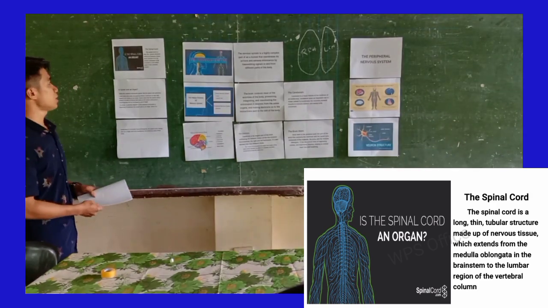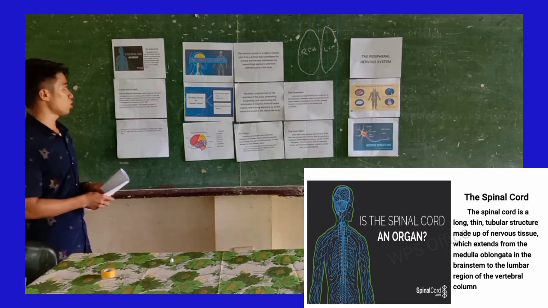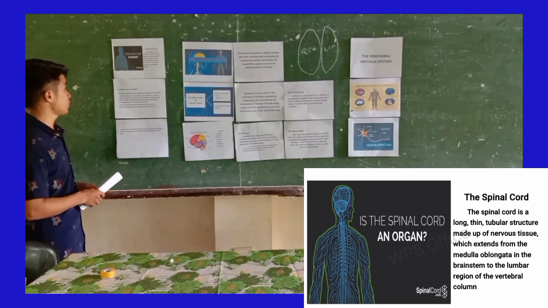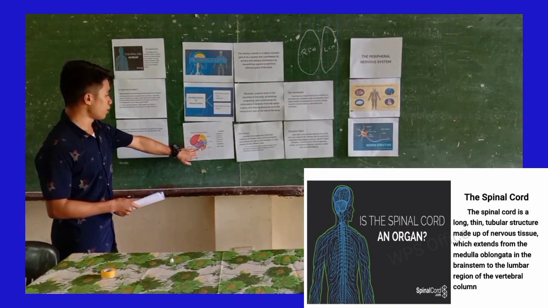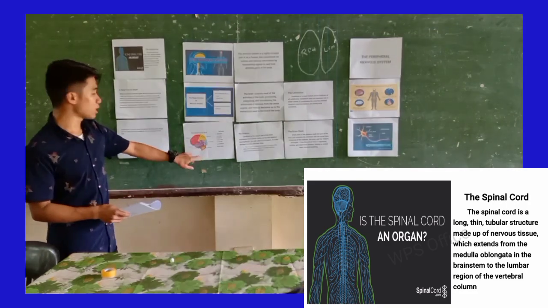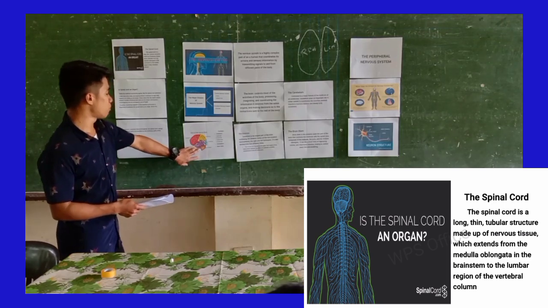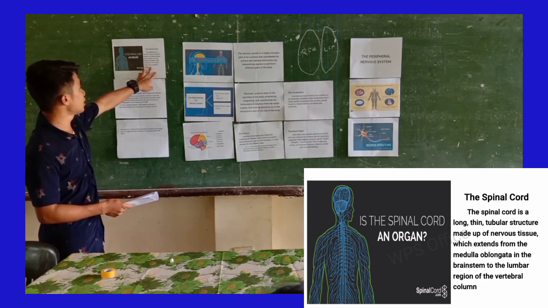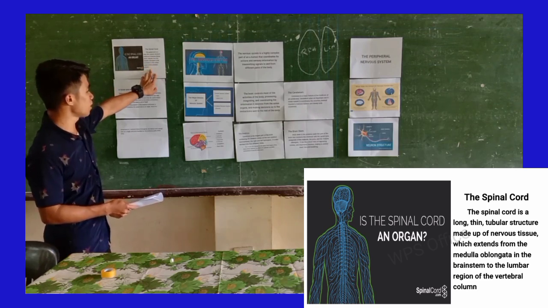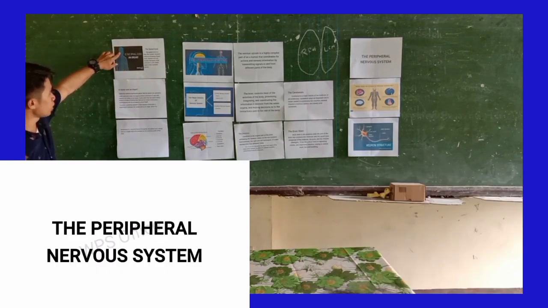The spinal cord is a long, thin tubular structure made up of nervous tissues. The spinal cord extends from the medulla oblongata, here at the brainstem, to the lumbar region of the vertebral column. So at this area, from here to this part, this is the spinal cord.